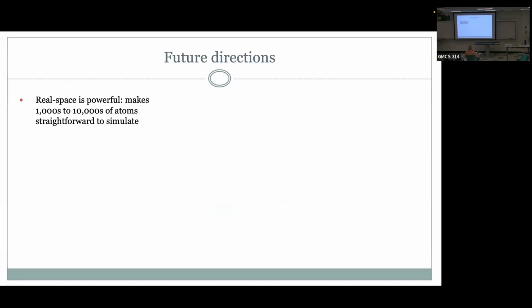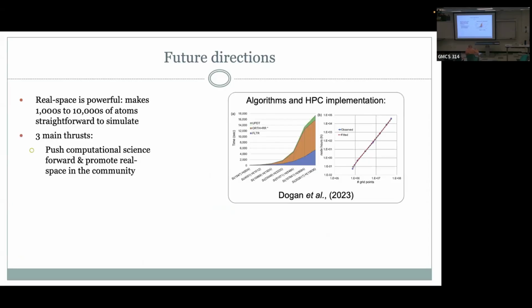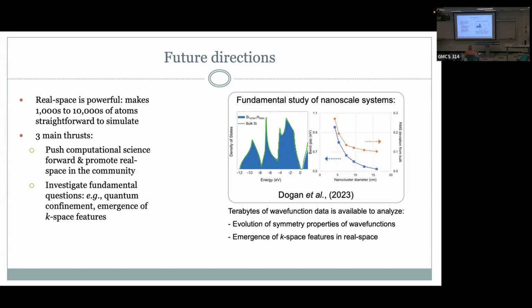For summary, as I mentioned, real space methods are powerful. We can simulate tens of thousands of atoms straightforwardly. So there are about 3 main thrusts in this research that I am interested in. One is pushing computational science forward and promoting this method in the community. So in our work, we studied scaling and performance. So this is of interest to computational scientists.